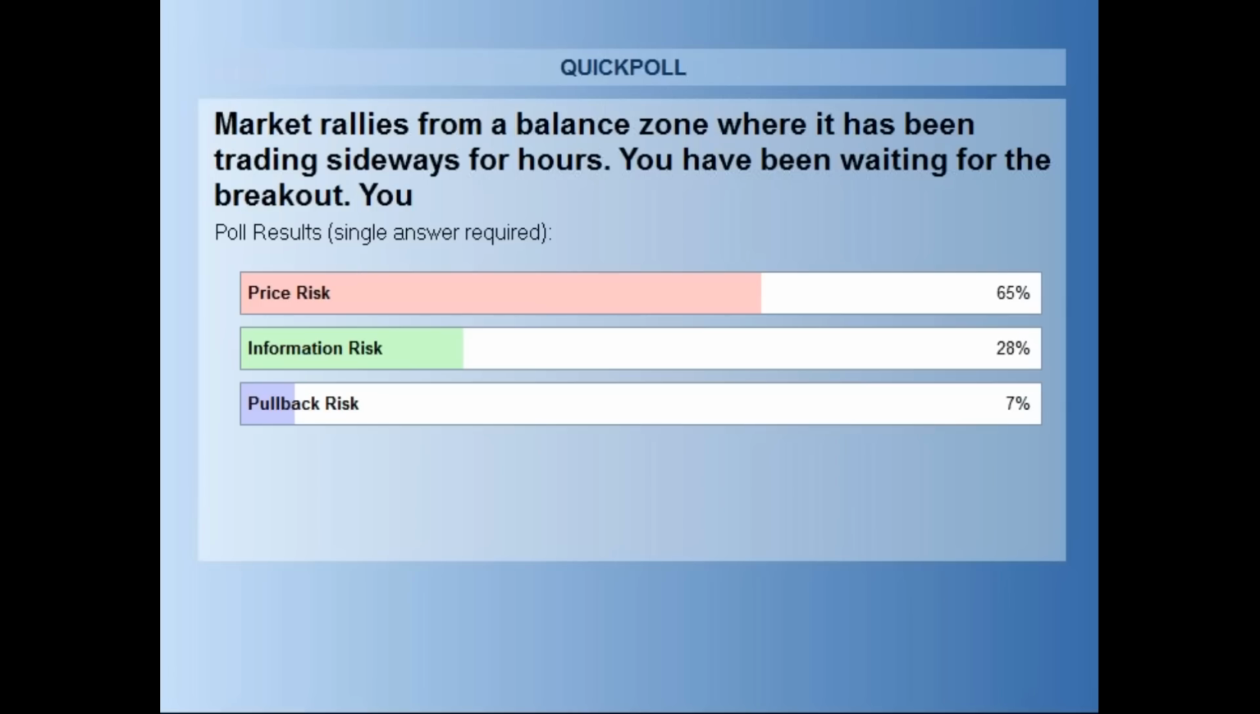The second question, market rallies from a balance zone. It's been consolidating for hours, and you're waiting for a breakout, and the question is actually not complete. You get long, but only after you see a higher low. And for this one, it's price risk, right? You're taking price risk because you're waiting. The key word here is waiting. Waiting means more information, so there's less information risk because you're getting more information, so there's less risk there. So the other side has to go up. Price risk has to go up. So 65% of you got it. You've been listening. Thank you.